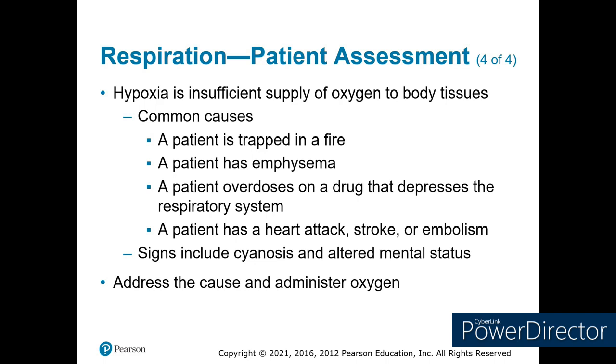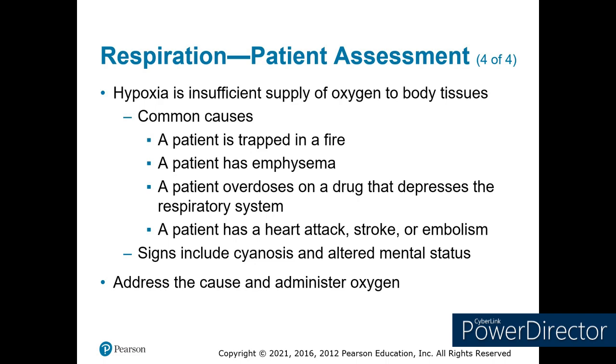Hypoxia, the definition is insufficient oxygen supply to the tissue. It could be because they're in an area with decreased oxygen, such as a fire or a confined space. The fire is actually consuming oxygen faster than the patient can get to it, or the fire has caused damage to the tissue and they can't get that gas exchange. Could be emphysema or chronic bronchitis. Could be an overdose, something like an opioid that depresses the breathing rate. Or they're having another medical emergency that's causing the problem to get worse.